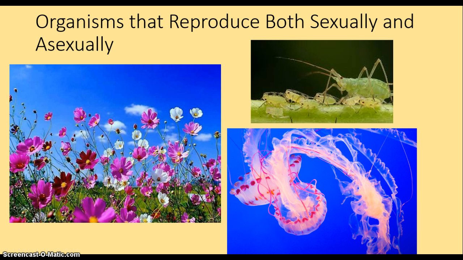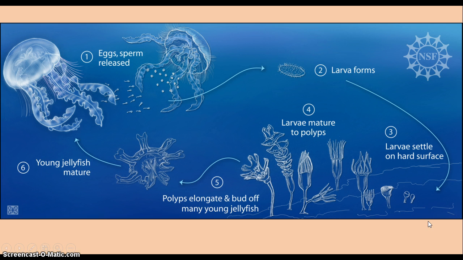Some organisms can reproduce both sexually and asexually. We've already talked about flowers and aphids, but another species is jellyfish. Jellyfish can alternate between asexual and sexual reproduction. So jellyfish, the males and females will release eggs and sperm. They will join and form a larvae. So this is our sexual reproduction.